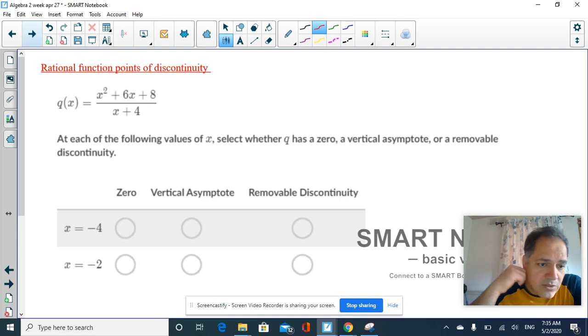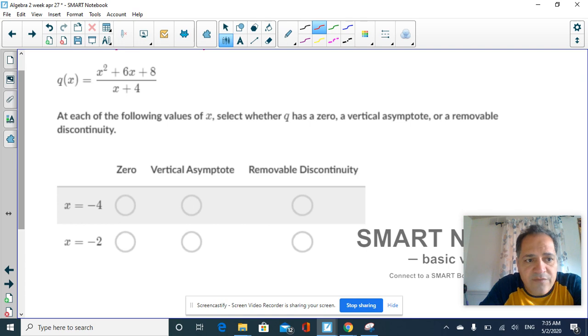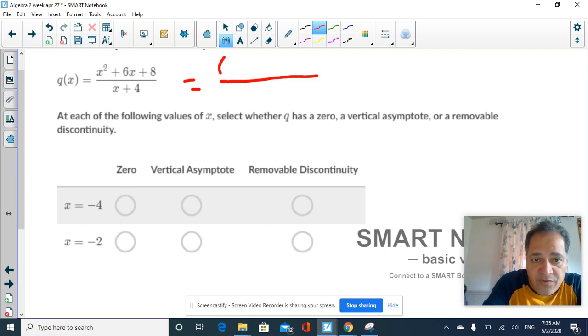Okay, so the first question we have gives you a function and asks you to select at x negative 4, is it a zero of the function or a vertical asymptote or a removable discontinuity? And the second point also is x equal negative 2. So before you start, you have to factor your function, like make it in simplest form. If you factor the top, so it's x and x. What are the factors of 8? Yes. 2 and 4. 2 and 4 makes x? Yes. Over x plus 4.